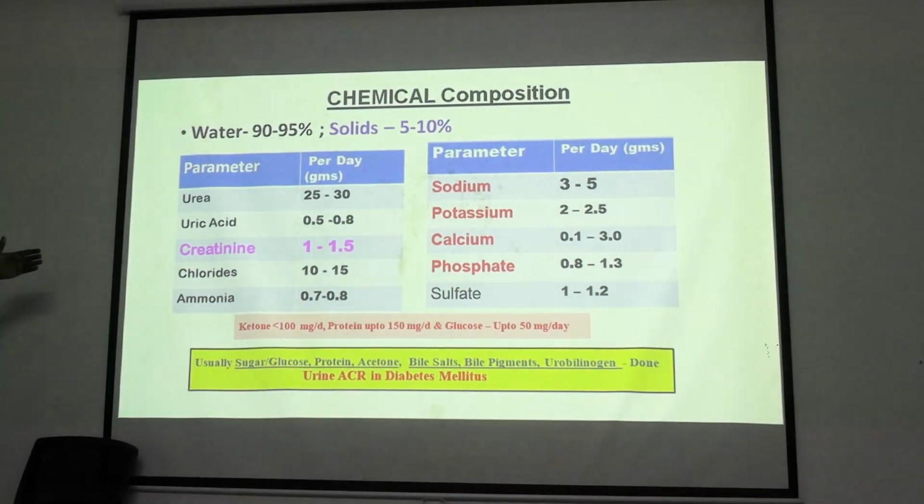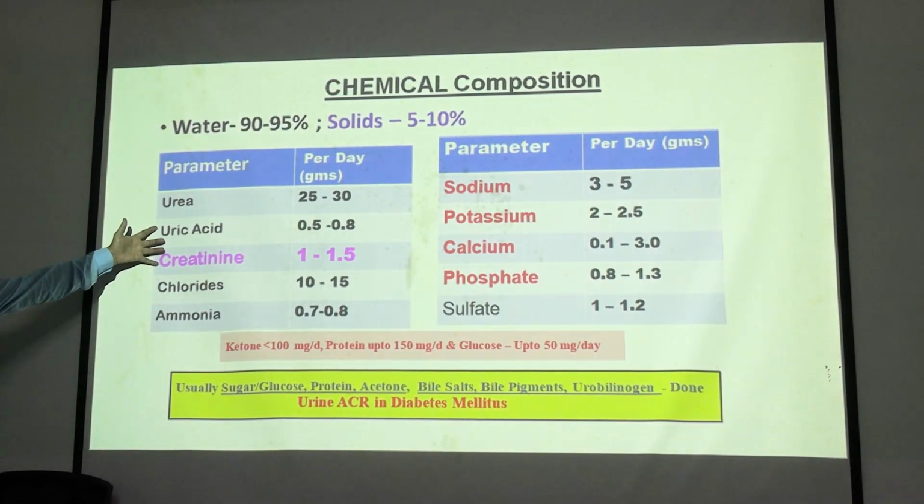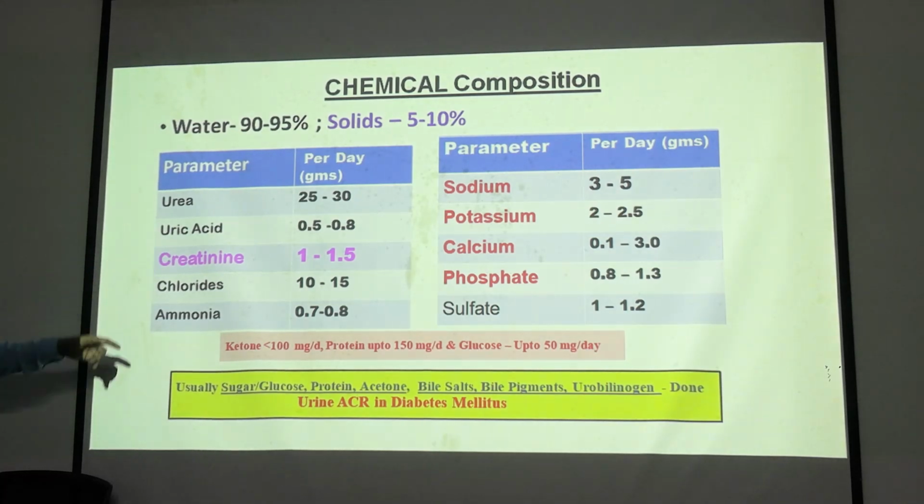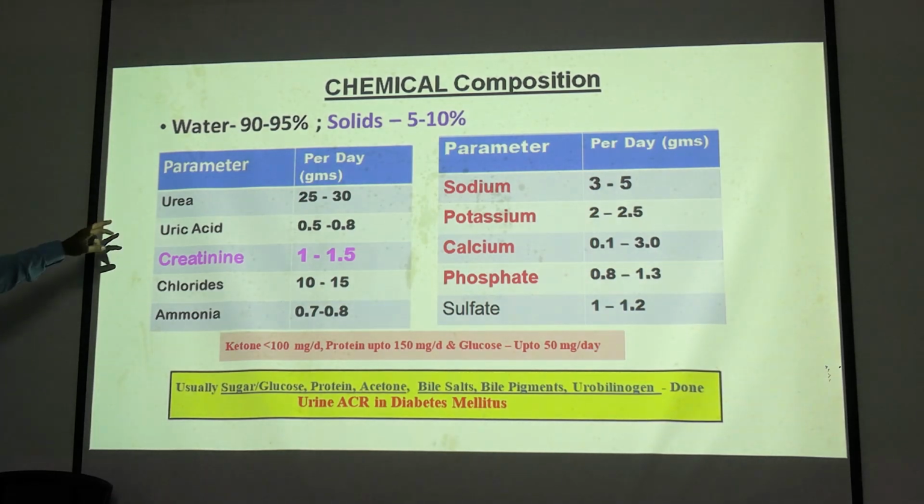So urea, uric acid and creatinine are the main constituents of urine. You can see the volume, milligram per deciliter. These are grams per day. So urea is maximum. So do not forget to tell that it is urea. Urea, uric acid, creatinine, these are non-protein nitrogen. And ammonia is also a nitrogenous component. Sodium, potassium is also present.